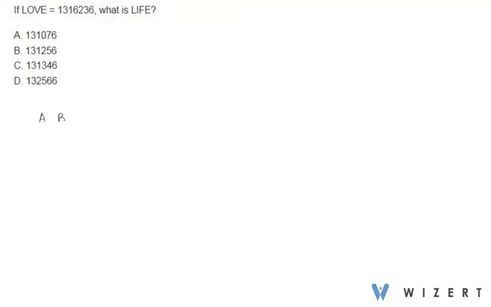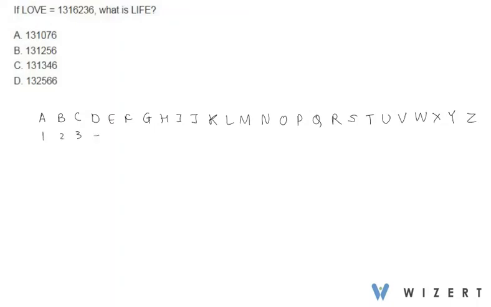So A, B, C, D, E, F, G, H, I, J, K, L, M, N, O, P, Q, R, S, T, U, V, W, X, Y, and Z. So after numbering: 1, 2, 3, 4, 5, 6, 7, 8, 9, 10, 11, 12, 13, 14, 15, 16, 17, 18, 19, 20, 21, 22, 23, 24, 25, 26.